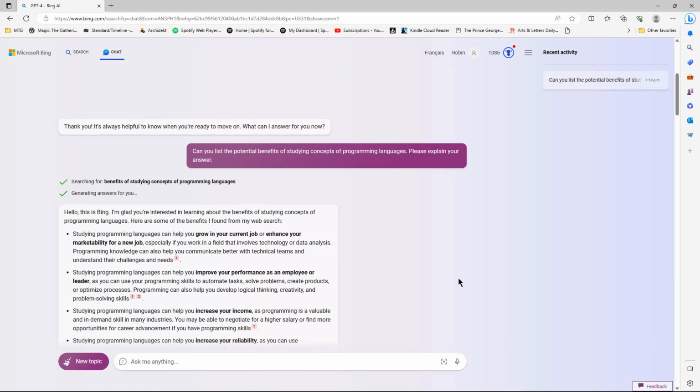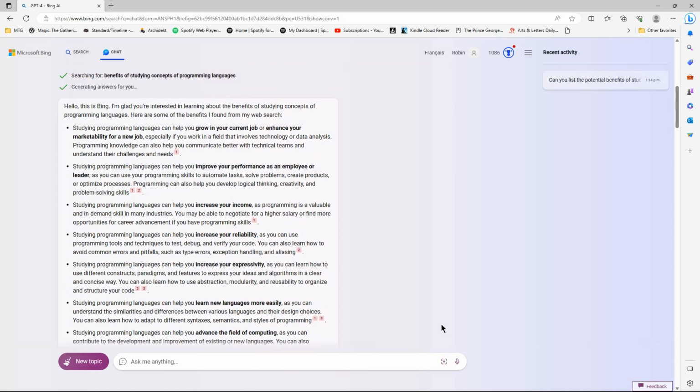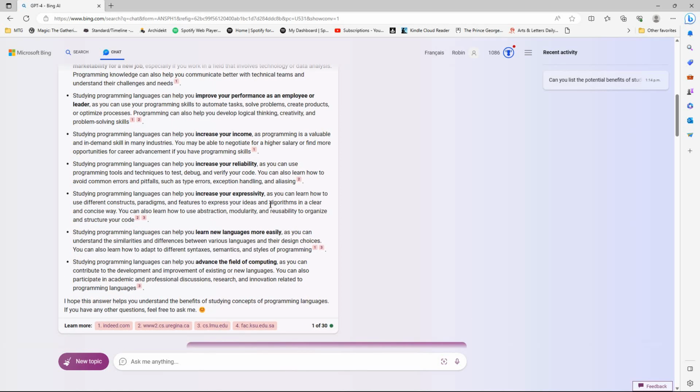Now you could argue that's true in both instances. Improve your performance as an employee or leader, increase your income, increase your reliability, increase your expressivity. Learn new languages more easily. Advance, so that one's fine. Advance the field of computing, that one. But they seem very broad.